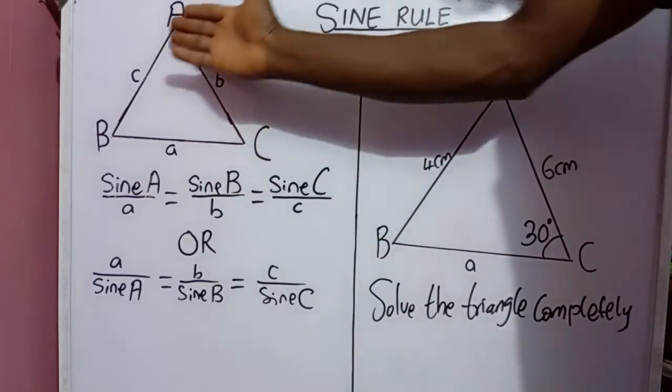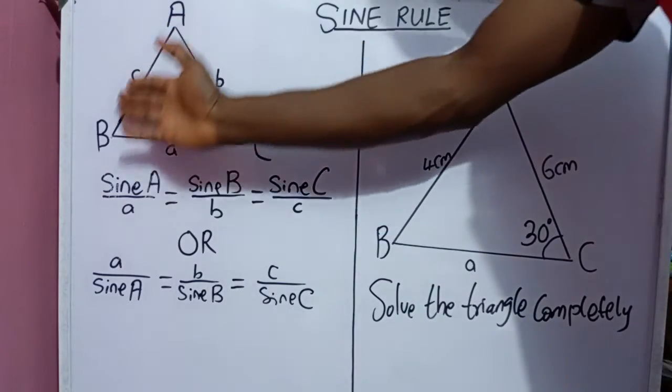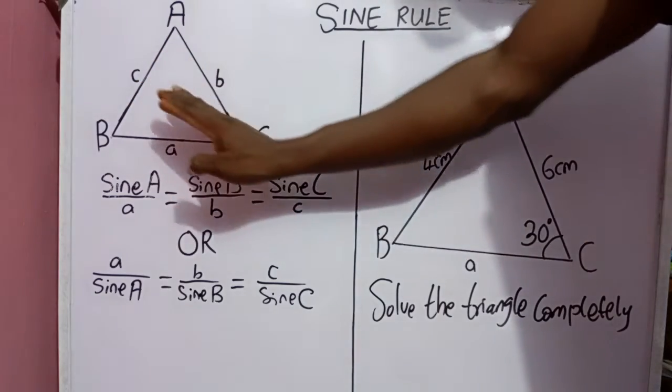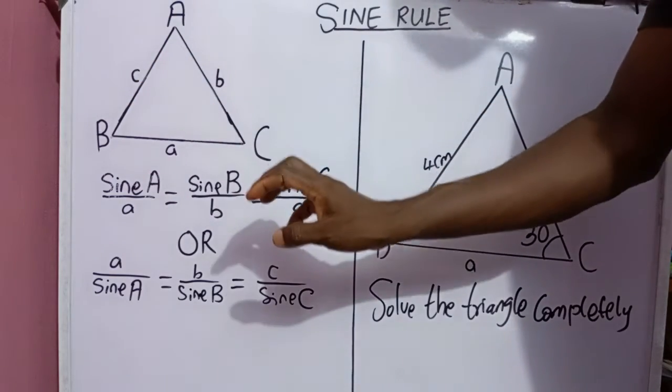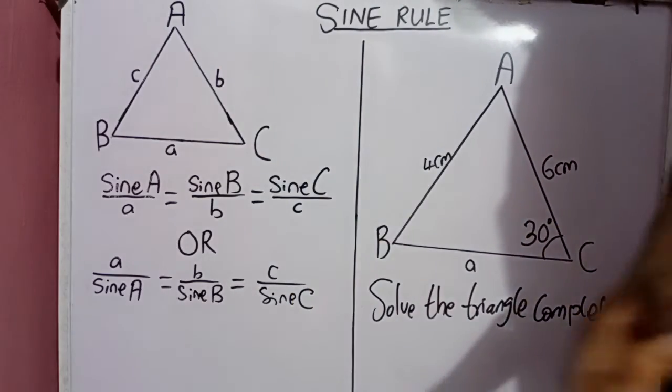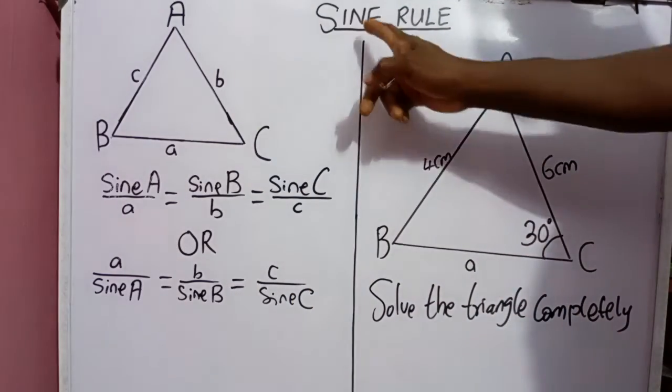But when you have a triangle of this form, this is not a right-angled triangle because it does not contain a right angle. In this instance, that's when we talk about either the sine rule or the cosine rule. But in this particular session, we are going to be discussing sine rule.